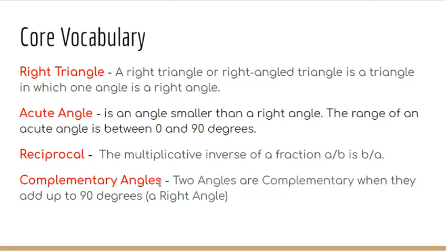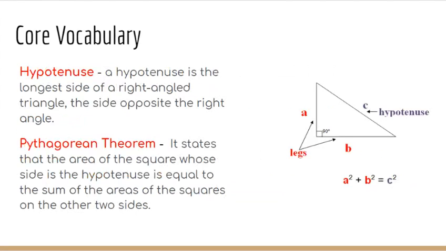Complementary angles. Two angles are said to be complementary if their sum is 90 degrees. So when you say complementary angles, it involves two angles whose sum is 90 degrees.